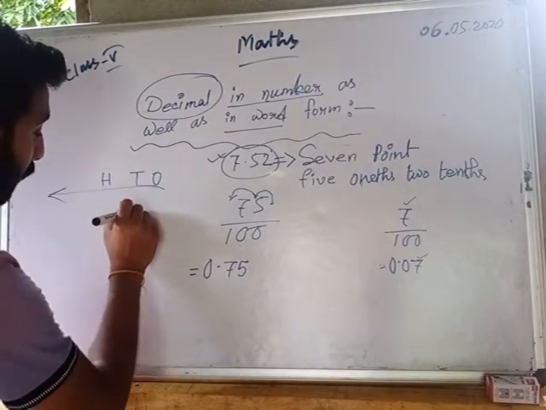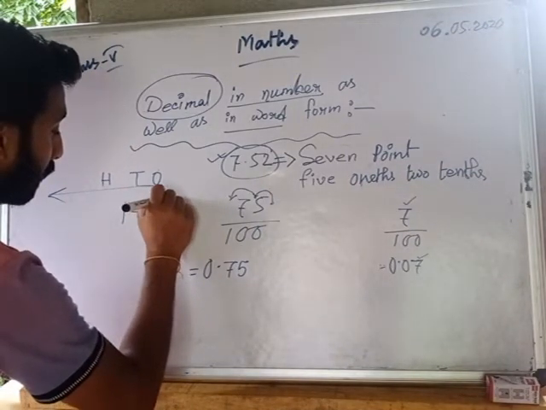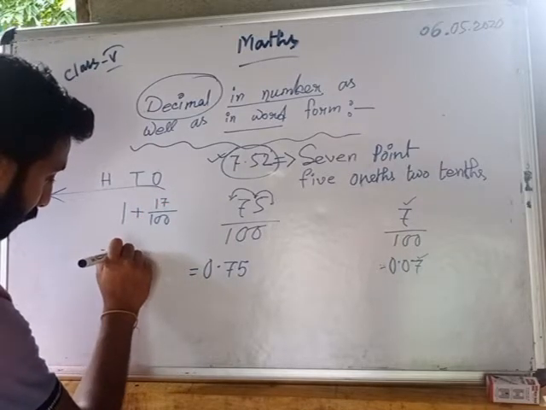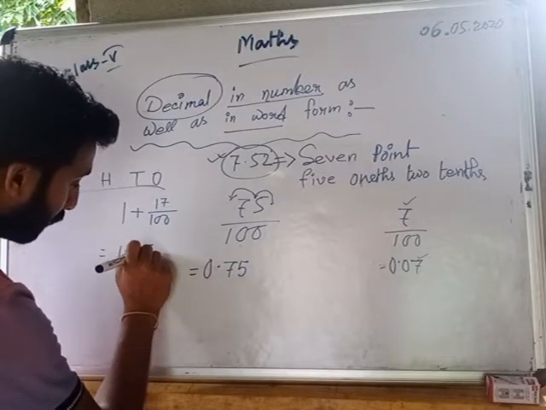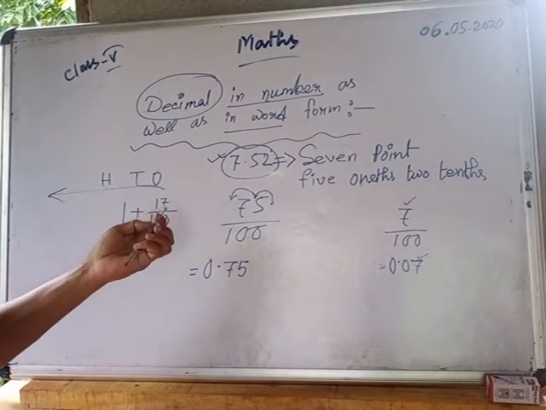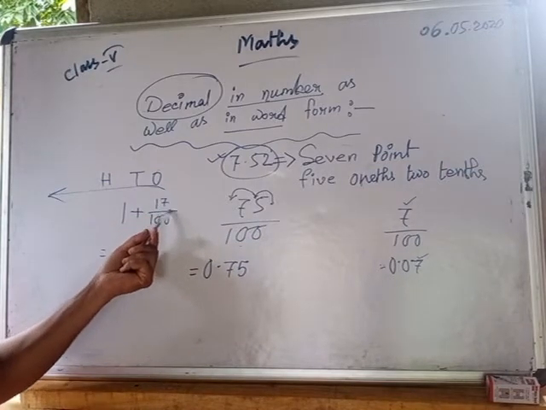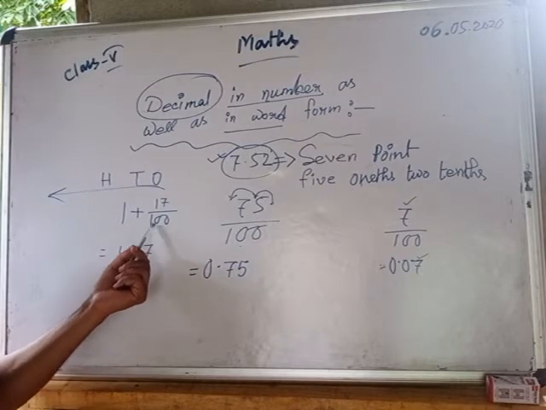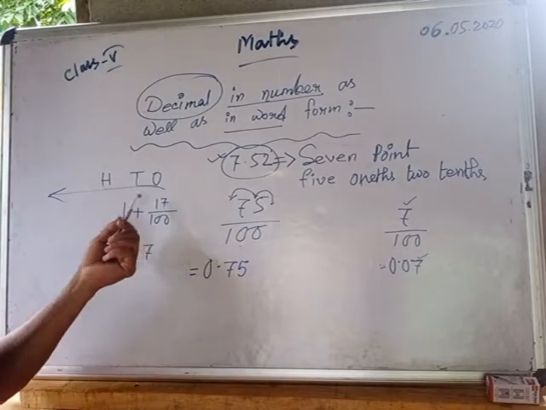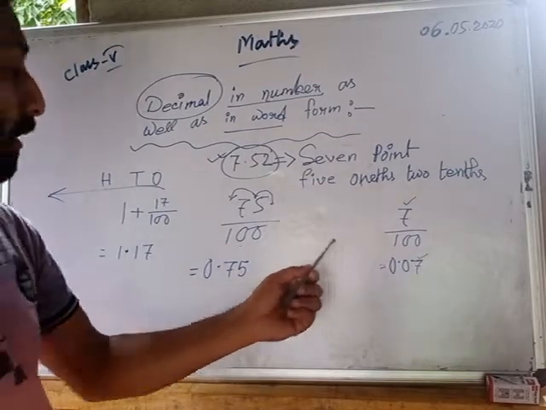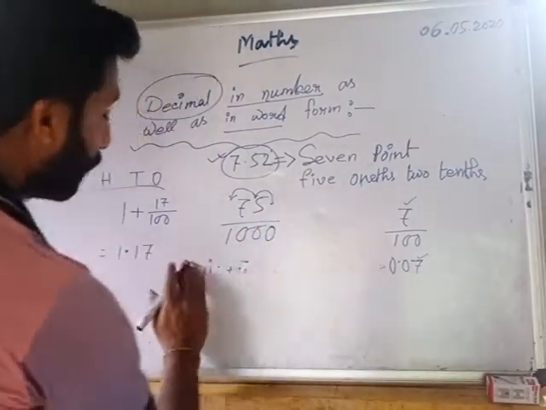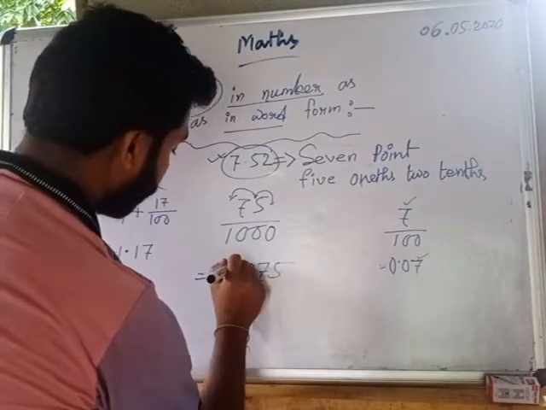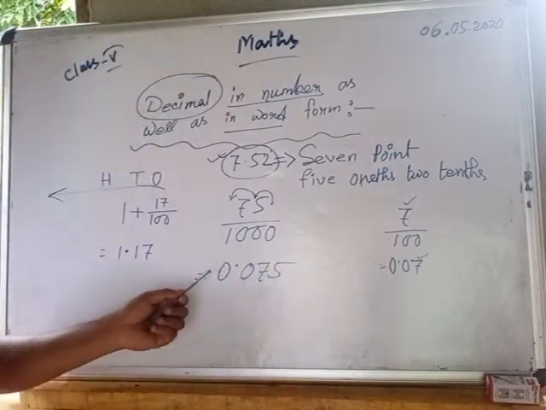Suppose it is 1 plus 17 out of 100. That means we should write 1.17, because the point is at the last. After that, the point goes back 2 digits, because we divide by 100. If we divide by 1000, the point goes back before 3 digits. Write 0 here.